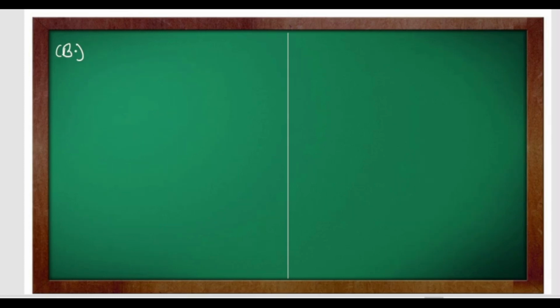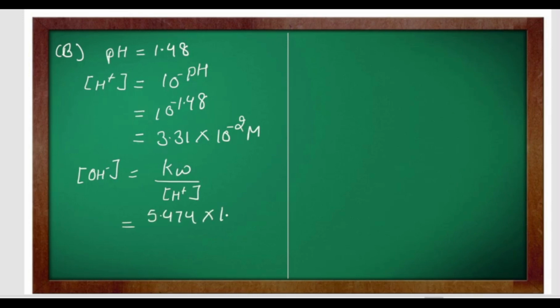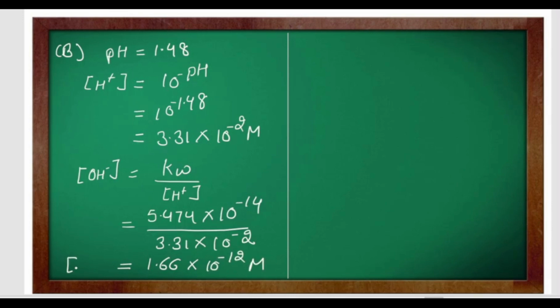In part B, pH is 1.48. So the H plus concentration comes out to be 10 raised to power minus 1.48 using the pH formula. Given Kw at 50 degrees Celsius is 5.474 multiplied by 10 raised to power minus 14 and the hydrogen ion concentration is 3.31 multiplied by 10 raised to power minus 2. On solving, the hydroxide ion concentration is 1.66 multiplied by 10 raised to power minus 12.